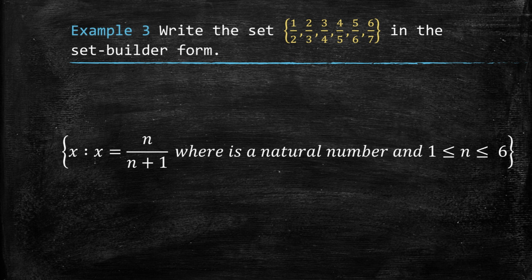We see that each member in the given set has the numerator 1 less than the denominator. Also, the numerator begins from 1 and does not exceed 6. Hence, in the set builder form, the given set is as follows.